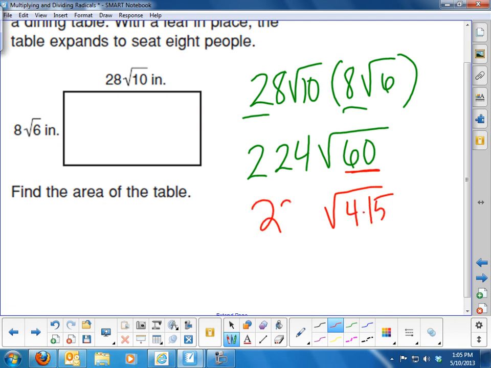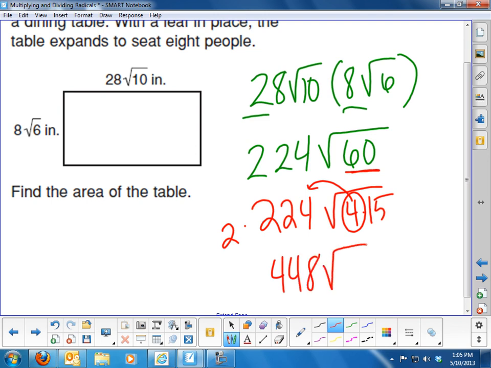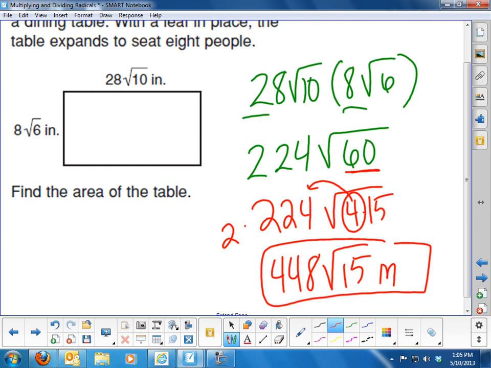So I have 224 on the outside. My 4 is the perfect square, so when I take that out, I'm bringing out a 2 because the square root of 4 is 2. You're not bringing out a 4. You're bringing out the square root of 4, which is 2. 2 times 224 is 448 square roots of 15. And then I should label this inches squared since I just found area.